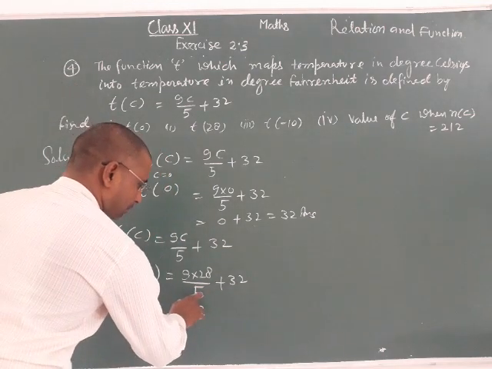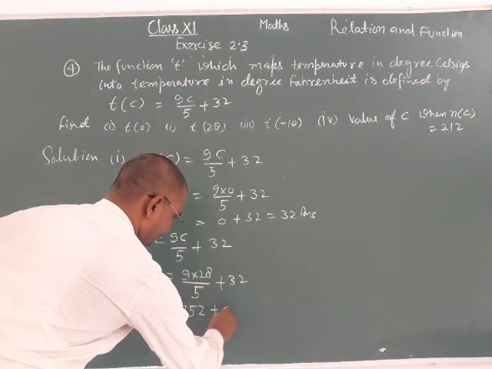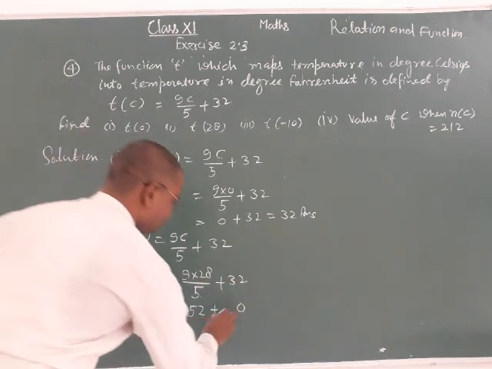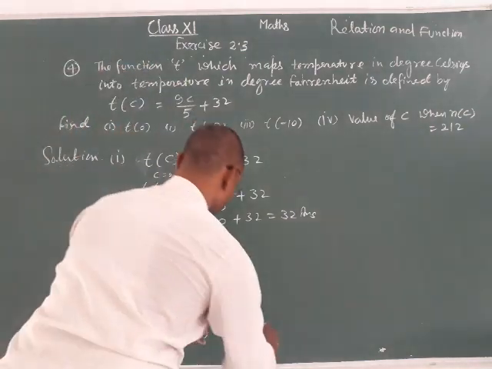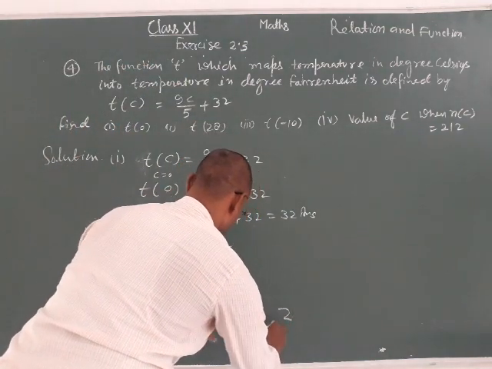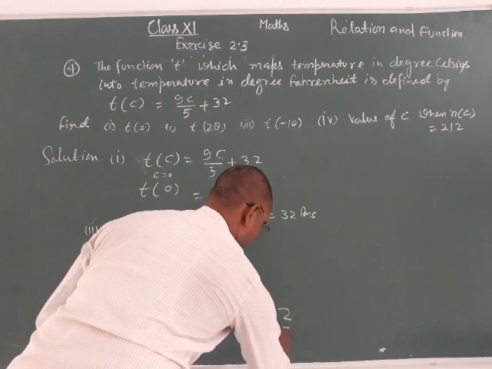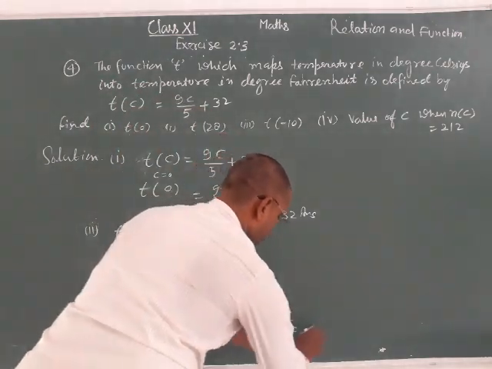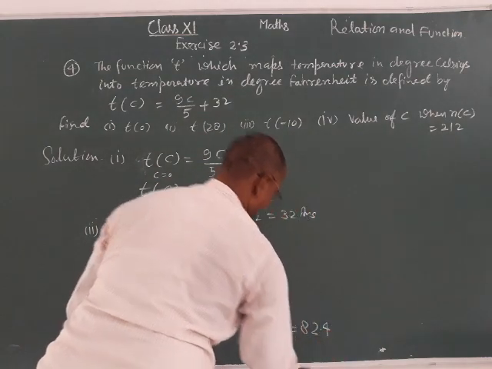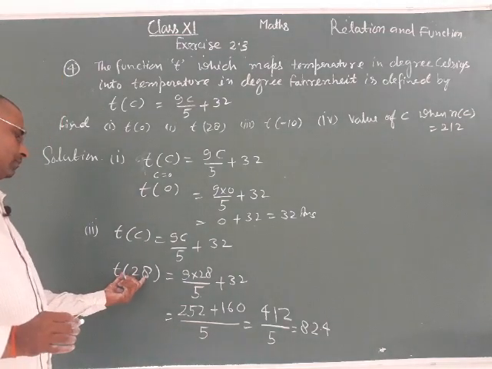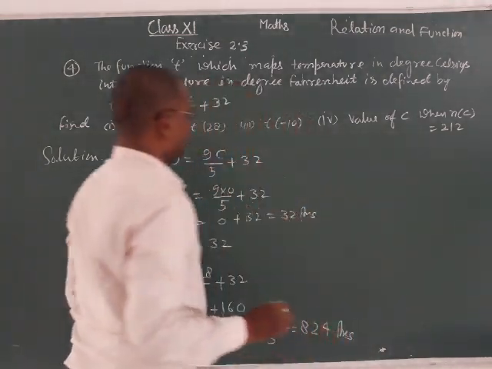Plus 5, 5 times 2 is 10, 5 times 3 is 15, 160 divided by 5, the quotient is 2, 11 and 4 upon 5. So 5, 8, 5, 2, 5, 4. This is the value of T(28). This is the answer.